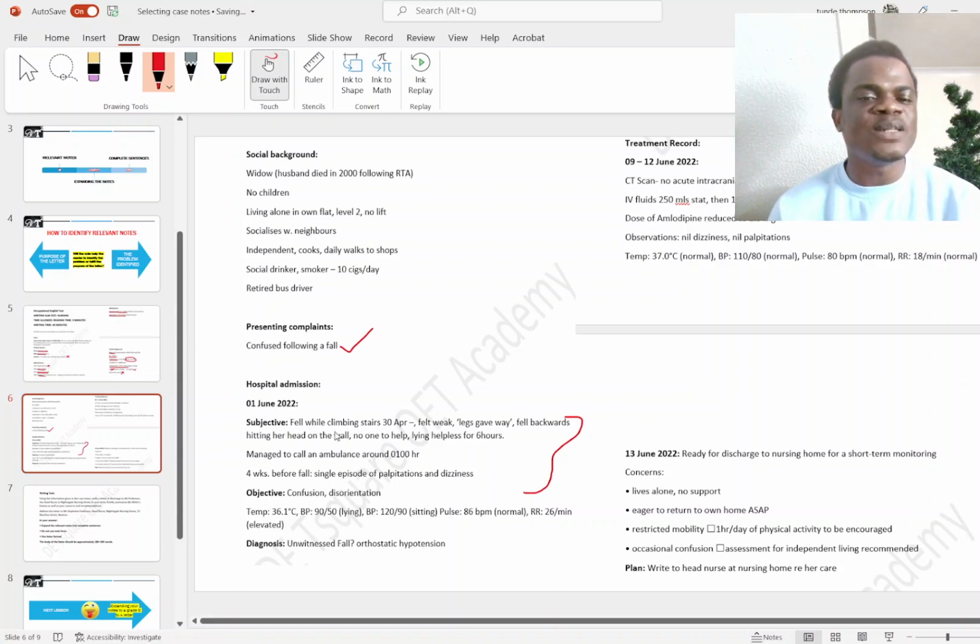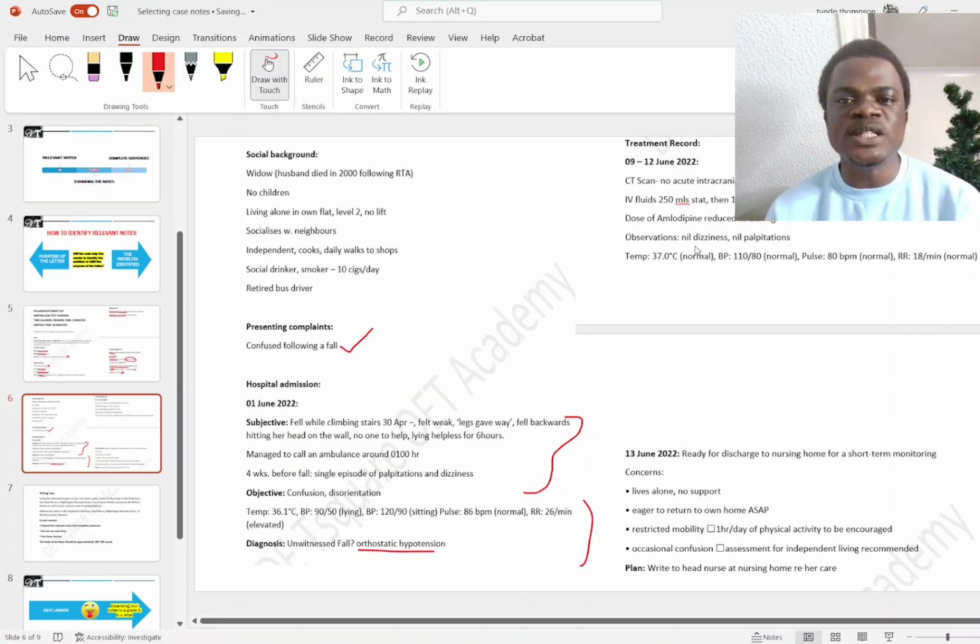But it will be important to just summarize all this information in a sentence. Maybe you can let the reader know that this patient was admitted on account of an unwitnessed fall. She became disoriented and confused after that and was suspected to have orthostatic hypotension, which was managed with fluids, and the dose of amlodipine was reduced. So you can see the whole of this information. You can just summarize it in one or two sentences instead of adding the whole details in this letter writing, which the reader will not need.